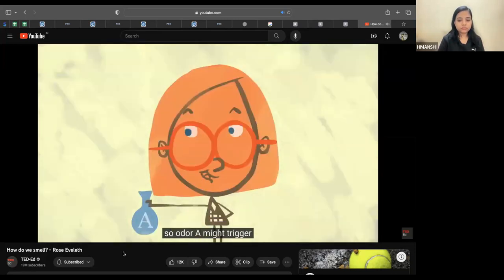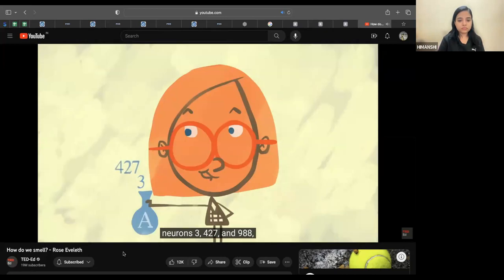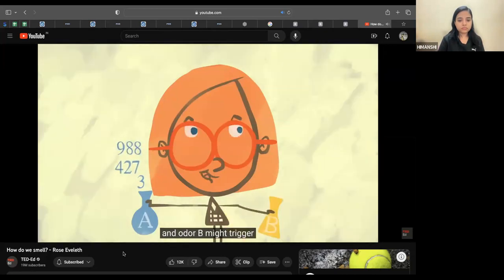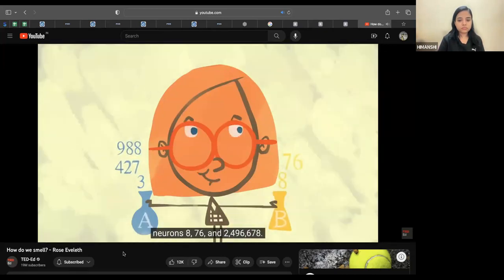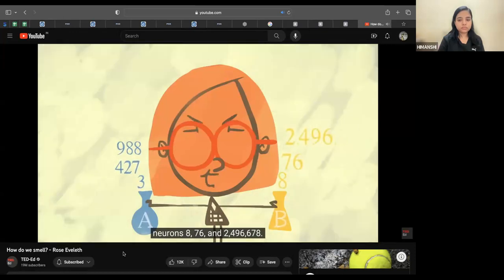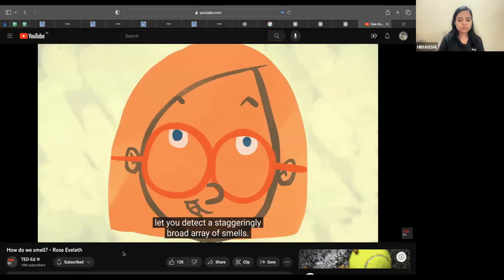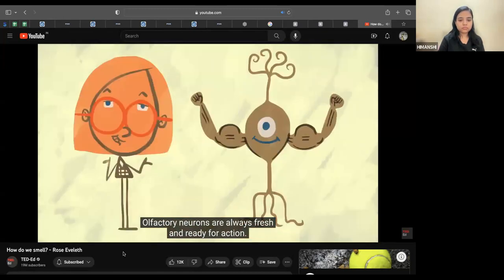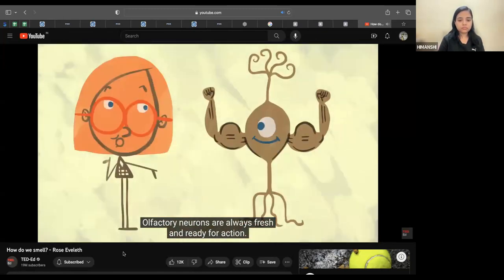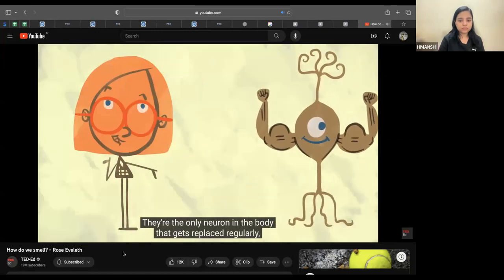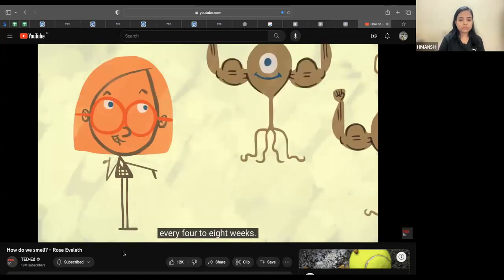So odor A might trigger neurons 3, 427, and 988, and odor B might trigger neurons 8, 76, and 2,496,678. All of these different combinations let you detect a staggeringly broad array of smells. Plus, your olfactory neurons are always fresh and ready for action. They're the only neuron in the body that gets replaced regularly, every 4 to 8 weeks.